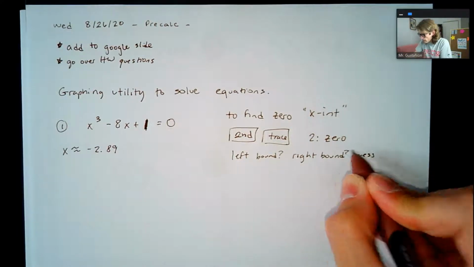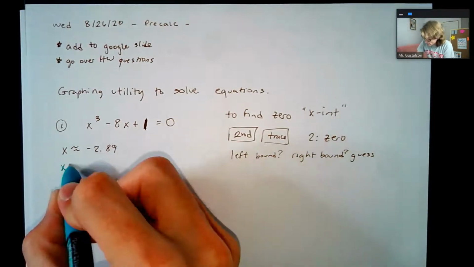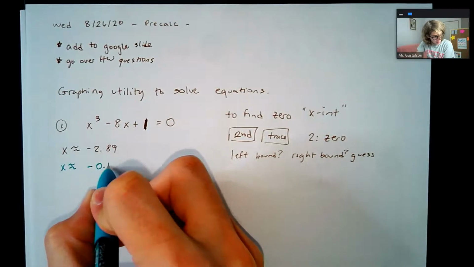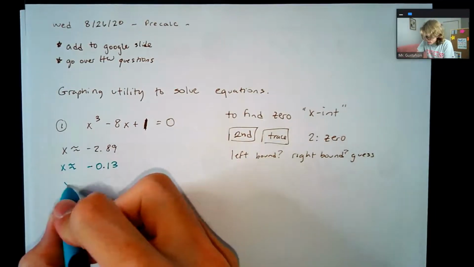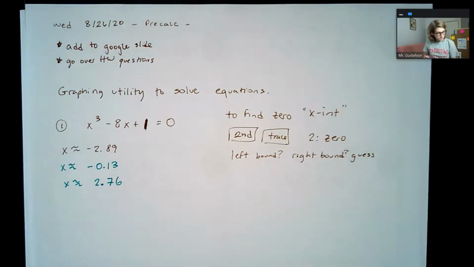So I'm hoping that you've done that before. That makes sense. You remember how to do that. If you're going to try this yourself and you haven't yet, make sure to pause the video, because I'm going to write down the 2 other values you get for x when you do that same calculator move to find the other 2 places where it crosses the x-axis. We get x is approximately negative 0.13, and x is approximately 2.76. Okay. That is one way to do this.